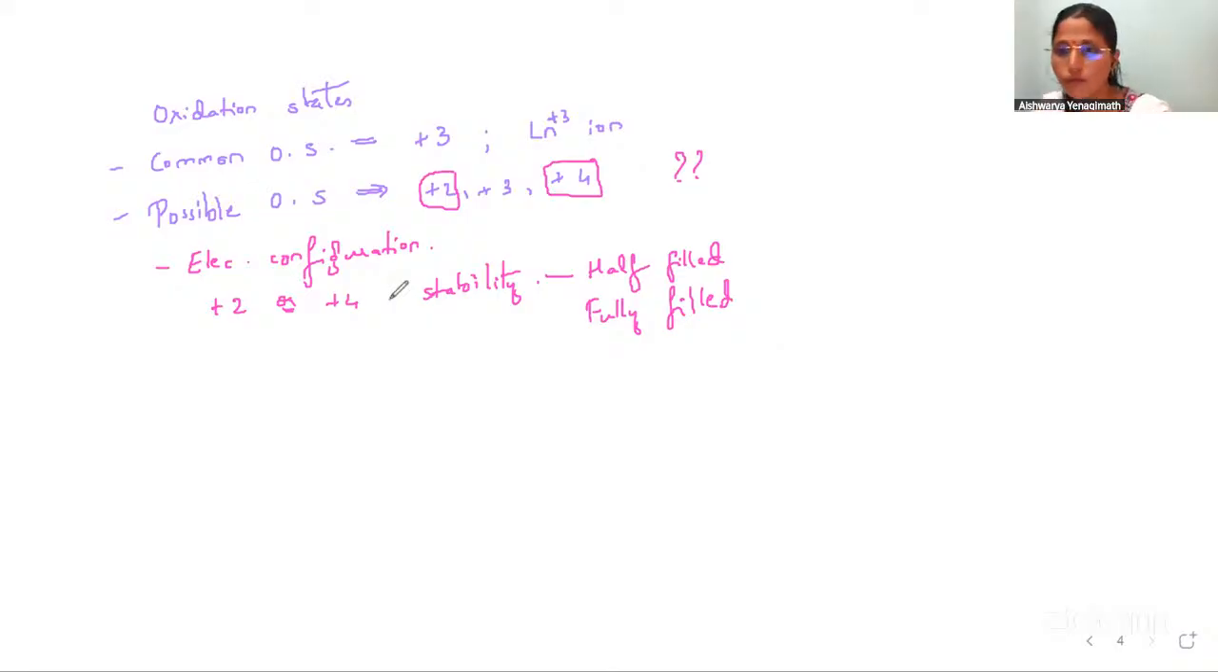A particular element, by attaining a +4 configuration, becomes stable. It might be a half-filled or fully filled configuration. Yes, to explain that, we have examples also.